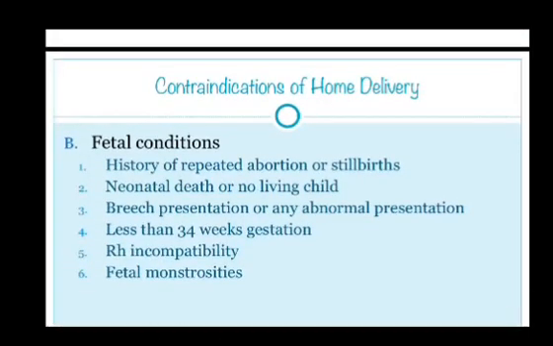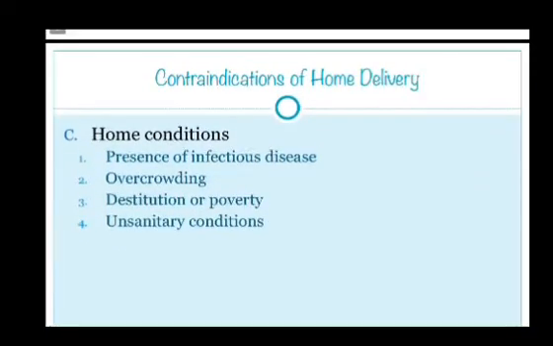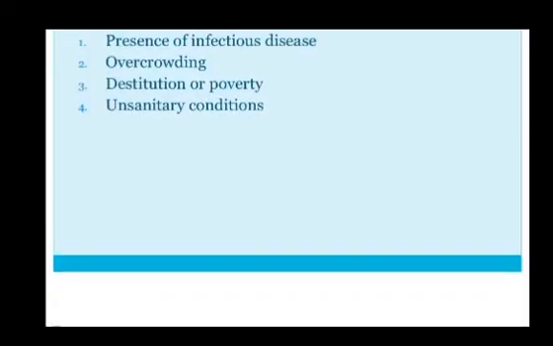Contraindications of home delivery. Another one is the fetal condition. A history of repeated abortion or stillbirth is mainly considered here. Neonatal death or no living child, breech presentation or any abnormal presentation, less than 34 weeks of gestation, Rh incompatibility, and fetal macrosomia. Home conditions: the presence of infectious disease, overcrowding, destitution or poverty, unsanitary conditions.